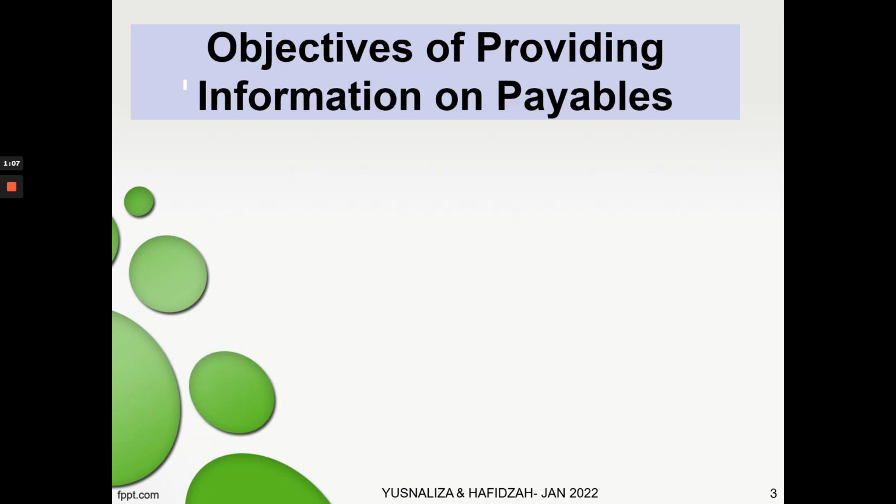So what are the objectives of providing information on payables? Payables, for example, trade payables, notes payable, those are some examples of payables. And normally trade payables arise due to the purchase of goods on credit, or maybe when you were rendered some service by the supplier first before you pay them whatever the amount due.